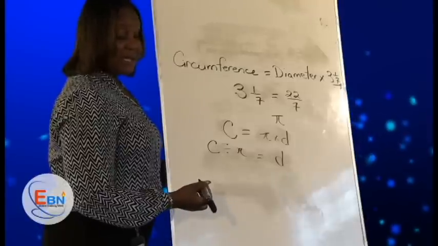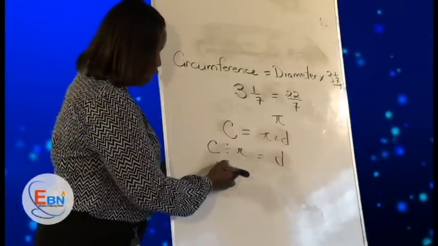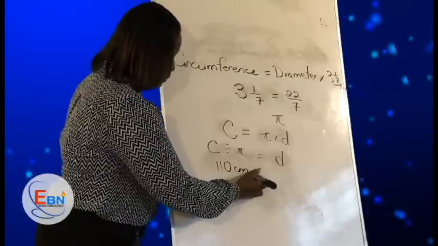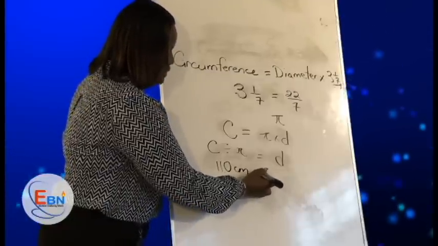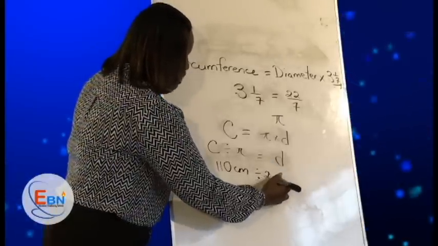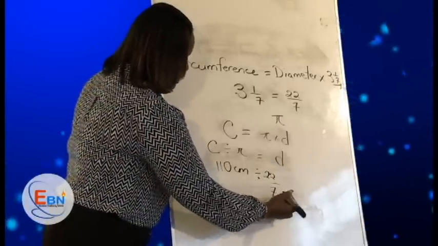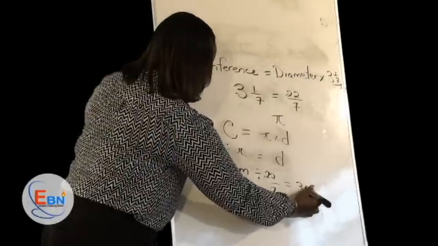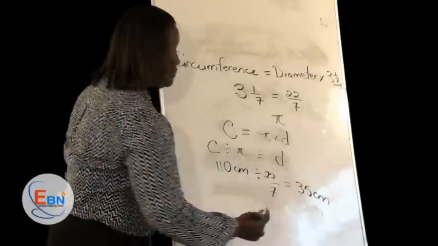The wheel has a circumference of 110 centimeters. We divide by pi, which is 22/7, to get a diameter of 35 centimeters.